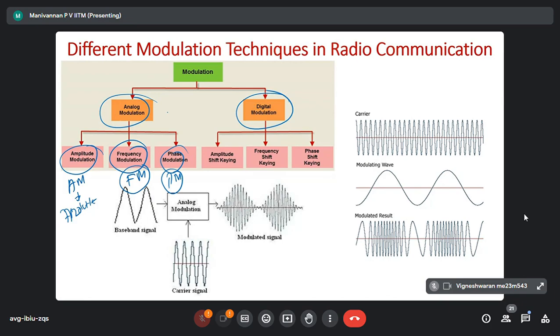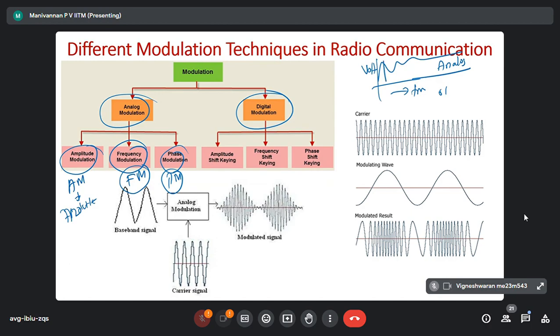This is for transmitting analog signal. Analog signal means continuous signal. Any signal with respect to time. This is voltage. This is time. If the signal is changing with respect to time, it is called analog signal or continuous signal. Right? Digital means converting this into binary numbers, zeros and ones.